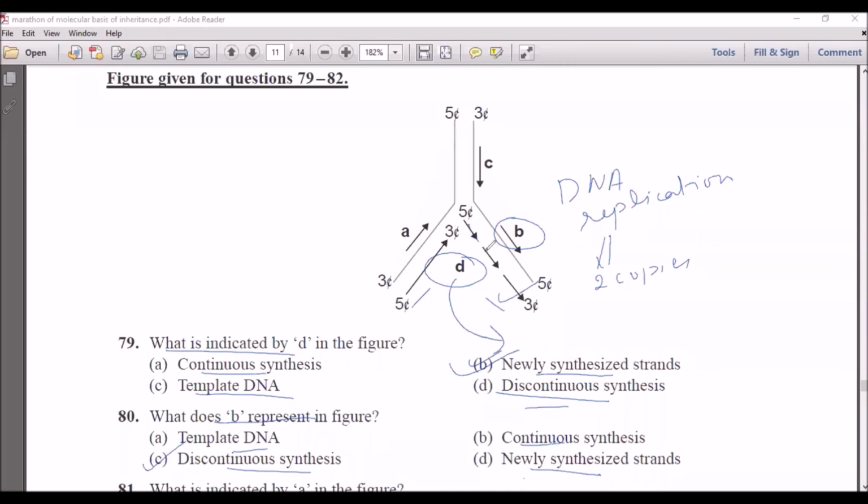We can see that there is discontinuous synthesis of the strand, that is, the strand is discontinuously synthesized in small fragments which are known as Okazaki fragments, and they are further joined by an enzyme which is known as DNA ligase.